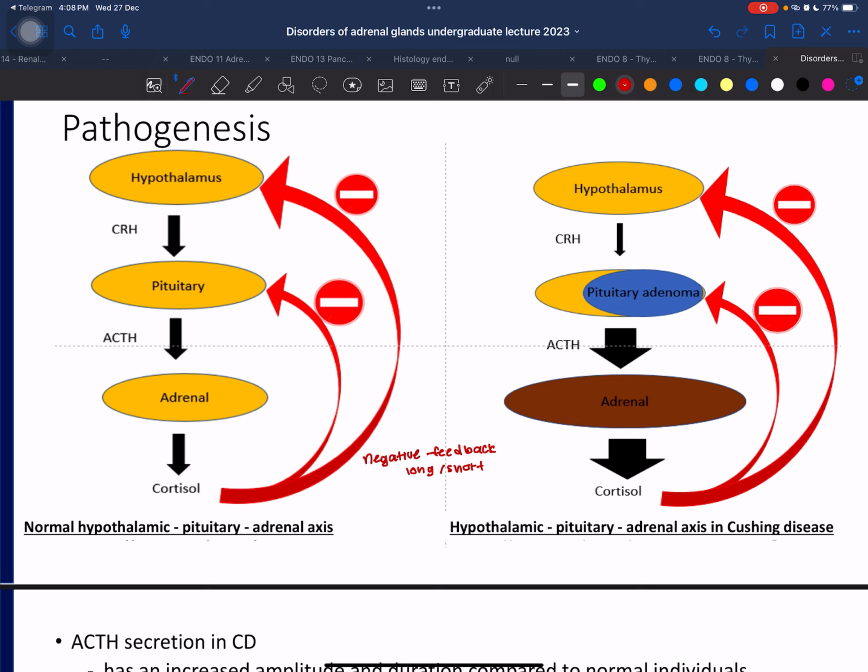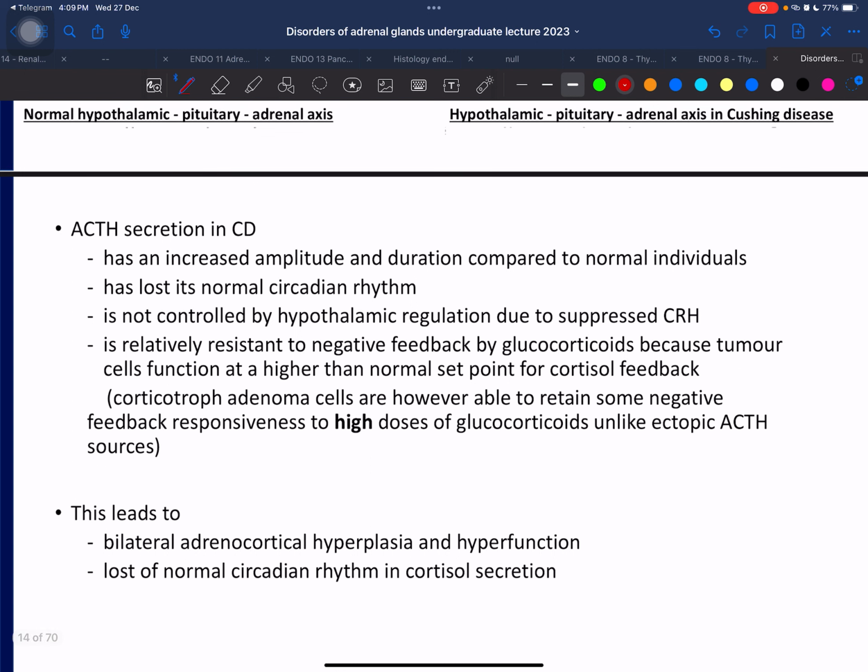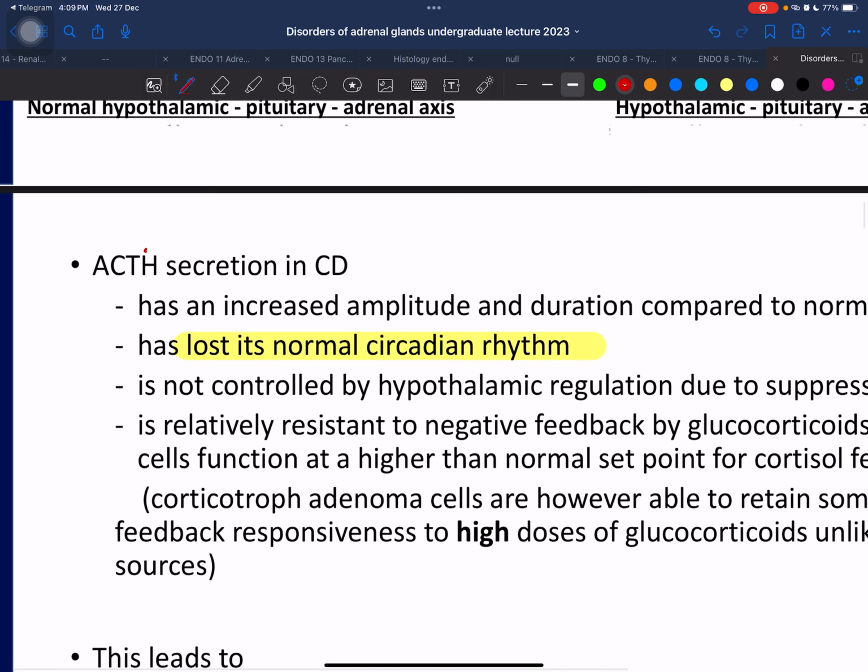Now, ACTH secretion in Cushing's disease has increased amplitude and duration, meaning the amplitude is much increased and the duration is also much prolonged as compared to normal people. It has lost its normal circadian rhythm. It is not controlled by hypothalamic regulation, what I showed you just now. It's relatively resistant to negative feedback, what I've explained earlier as well.